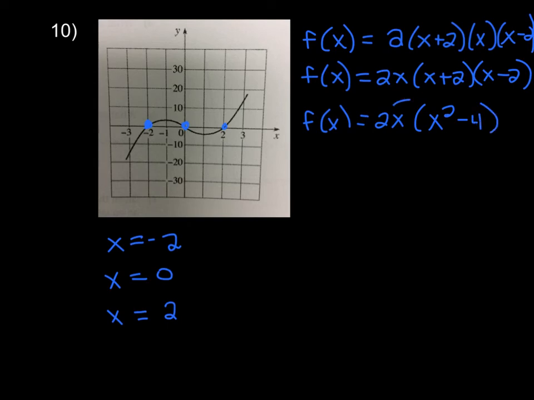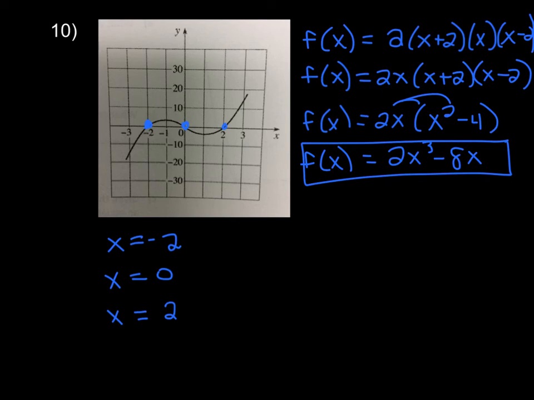Okay, and then finally to finish, just distribute your 2x in. So that would give us 2x cubed minus 8x. And this is in standard form because we have our terms going in order where the exponents are descending, right? We have our highest exponent first and then our lowest after that.